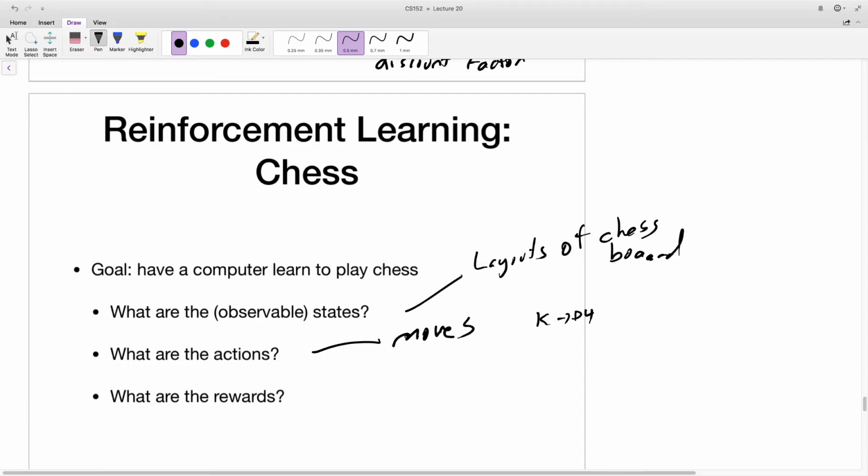There are a lot of actions that aren't valid, right? Where you're trying to, let's say, move a piece that's not there, or move a piece illegally, or you're moving a piece and putting your king in check, or something like that. So we'll have to deal with that. We just keep in mind that there exist illegal actions. And what are the rewards?